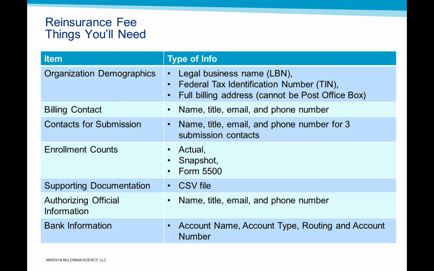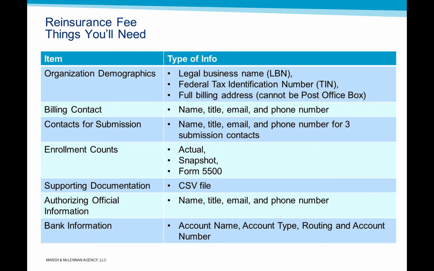In terms of the enrollment counts, there are three methods in general: the actual method, the snapshot, and the Form 5500. So you'll have to pick one of those methods, and I'll get into some more detail on how you calculate using those methods. But generally, you'll have to use one of those methods to come up with your enrollment count, which will be used to calculate the amount of tax you owe.